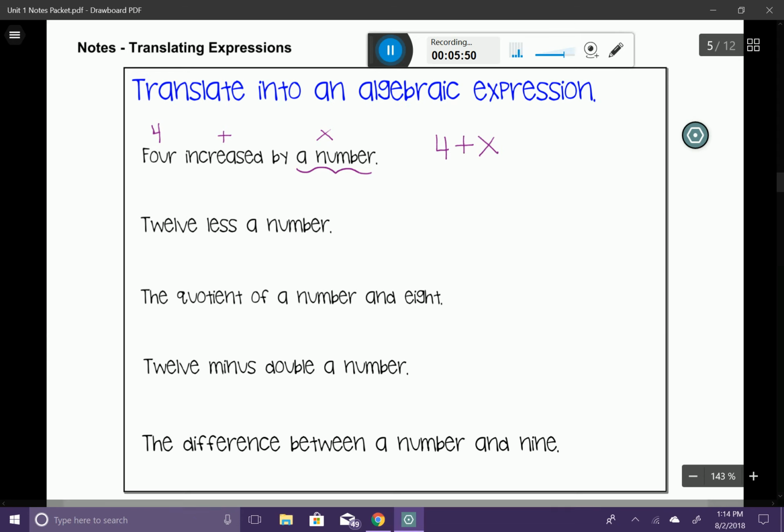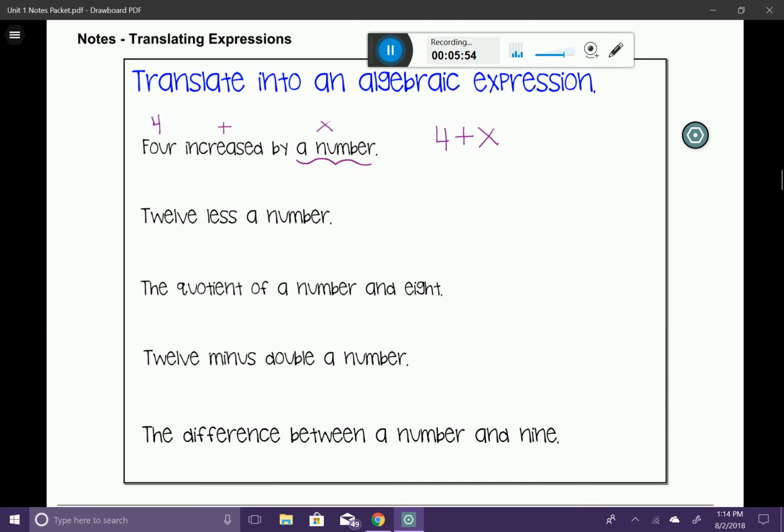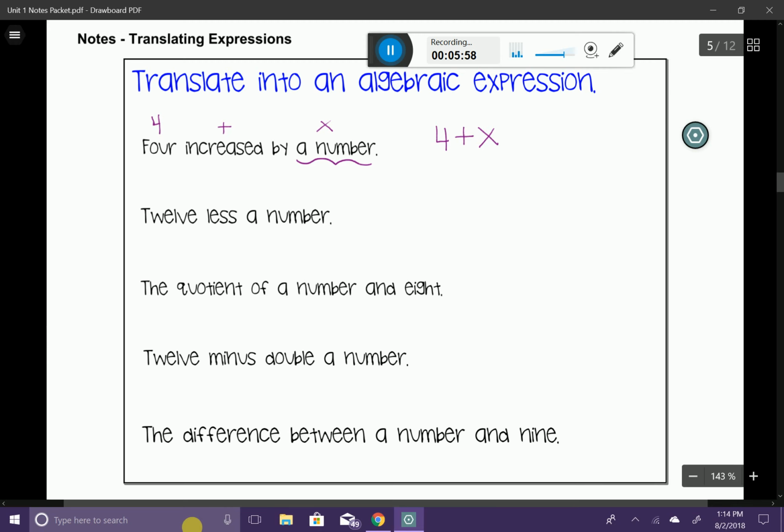Now, of course, that was a simple one, but we're going to definitely get into more complex ones as we continue forward. So 12 less a number. Let's go ahead and annotate it. 12 less means subtraction, and then a number, x. So 12 less a number is just going to be 12 minus x.